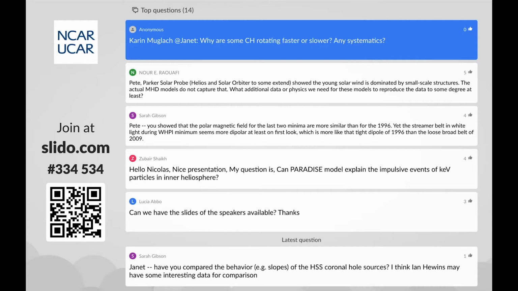Just a question for Janet. The question is, why are the coronal holes rotating faster or slower? And is there any systematics to that?